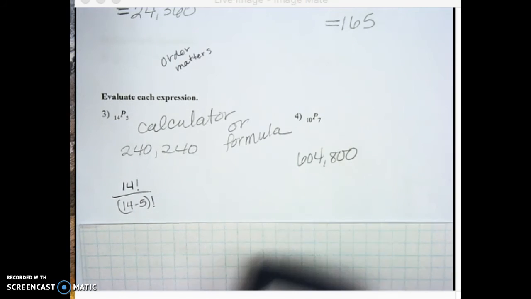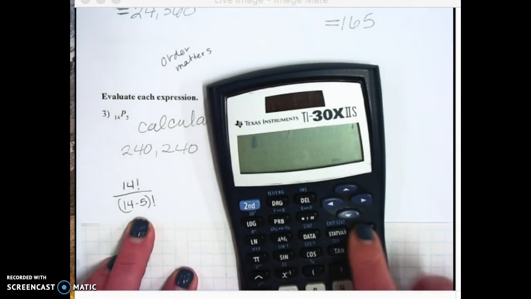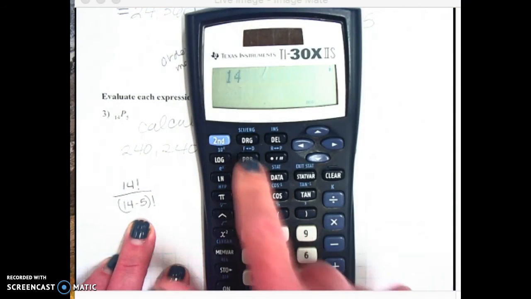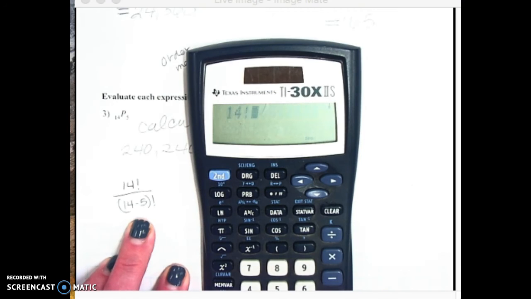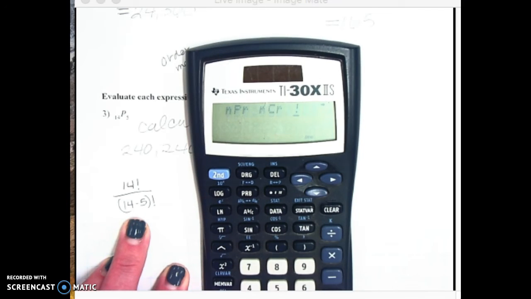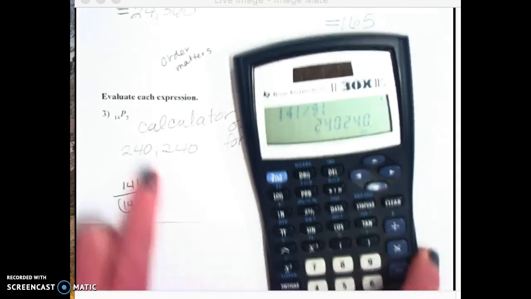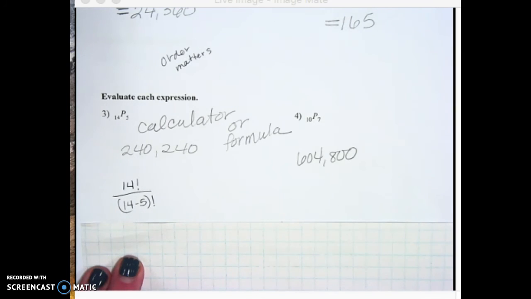So let me show you how to type that one in the calculator. You're going to do 14, hit the probability button, arrow over to the factorial, and then you're going to divide it by 14 minus 5, which is 9 factorial. And you get the same answer that way as typing it in with the permutation button. Okay? Same thing with number 4.